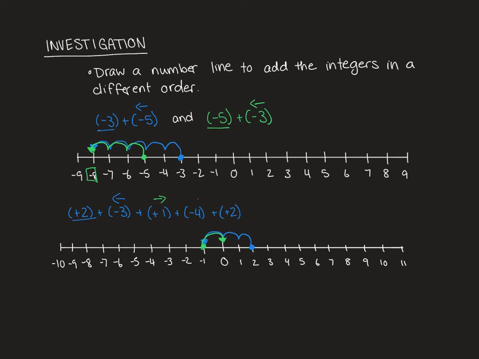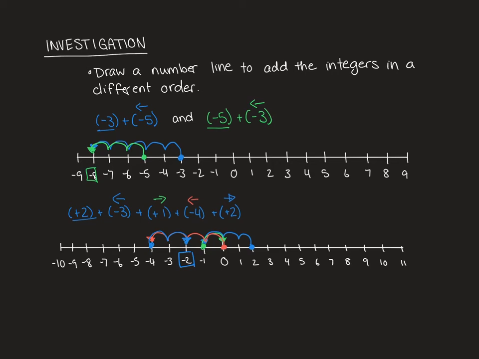Then I'm adding negative 4. Negative means I move to the left. So I will start where my last color ended, and I'll move 4 to the left. 1, 2, 3, 4. And finally, I will add positive 2. So positive means I go to the right. So I start at my last arrow, 1, 2. So I end up with negative 2.